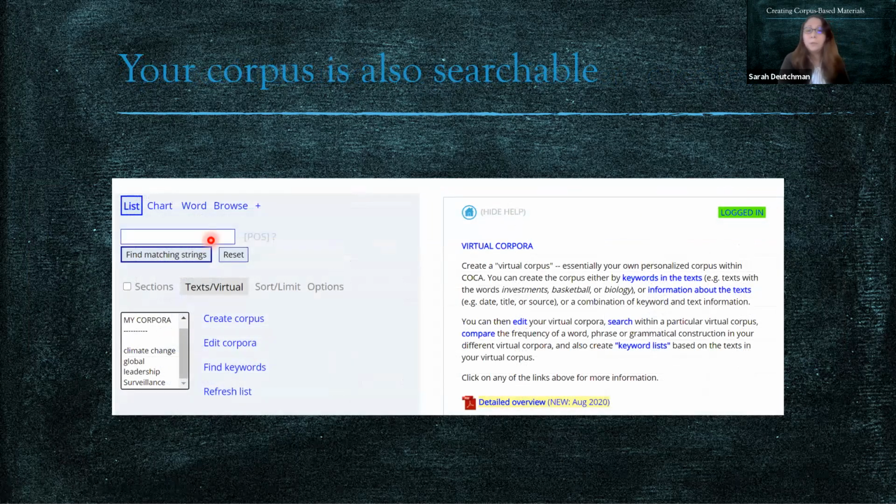Okay, your corpus, after you create it, is also searchable. So you can just choose whatever you want and you can look for trends within it as well. Right, and here, once again, is another file that'll help you out.